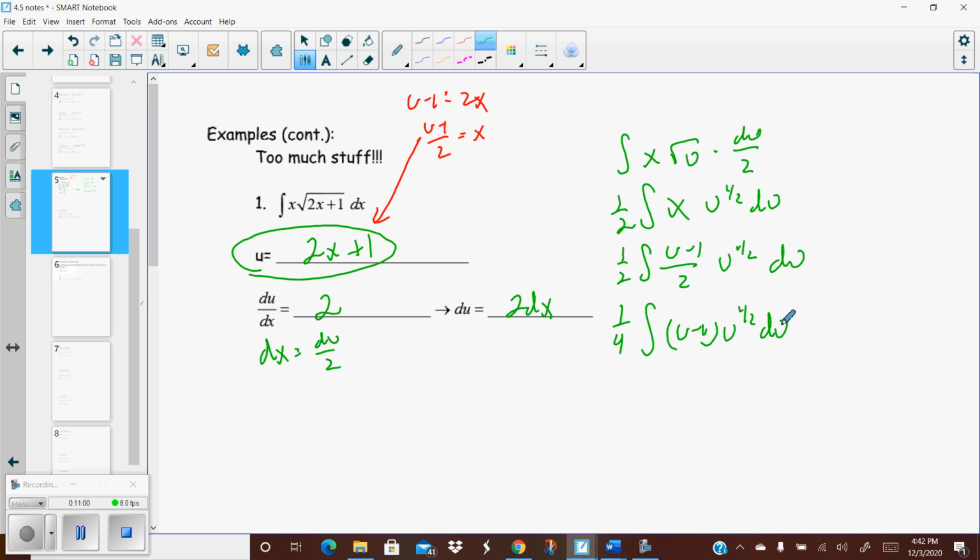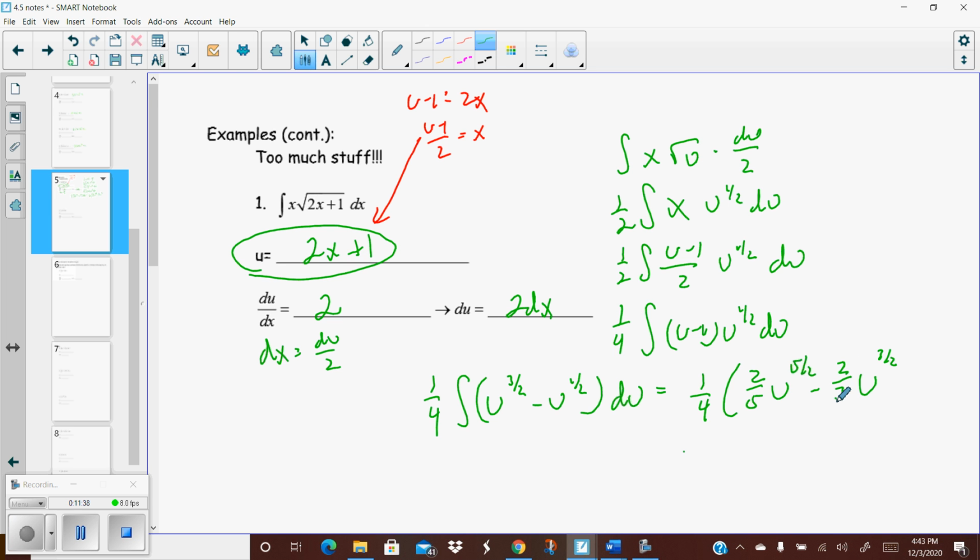Now I can distribute the u to the 1/2 into everything, and we're going to get the integral of, let's see, that'll become u to the 3/2 power minus u to the 1/2 power du. And now we can take antiderivatives. So we're going to get 1/4 antiderivative u to the 3/2 is going to be u to the 5/2. Dividing by 5/2 is multiplying by 2/5. Minus u to the 1/2 becomes u to the 3/2. Dividing by 3/2 is multiplying by 2/3 plus c.